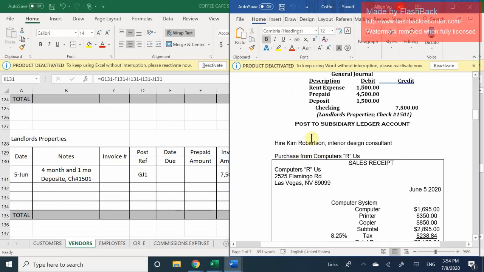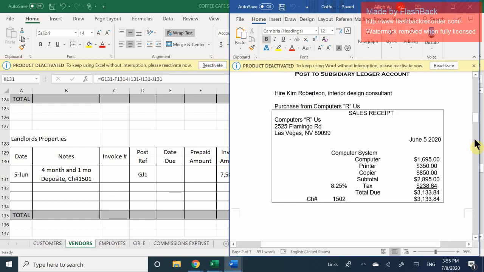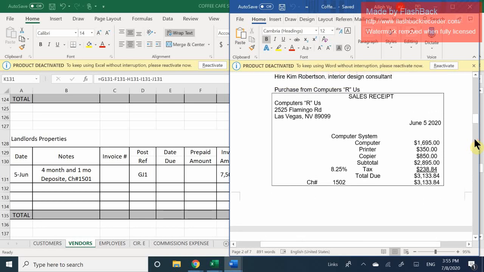So good. Now the next thing that happened is we purchased from Computers R Us. We went to a store called Computers R Us and we purchased, what did we purchase? Let's look at the list. Computer, a printer, a copier. And because we bought it in the store, we got hit with sales tax. Then at the bottom, it says that we wrote a check for $1,502.